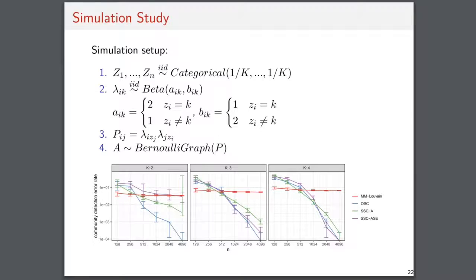Now here is a simulation study of the various community detection algorithms for the PABM. In each simulation, community labels were sampled from a categorical distribution, and the popularity parameters were sampled from a beta distribution to construct P. Then A was sampled from P. And finally, we applied these 4 community detection algorithms for each A.